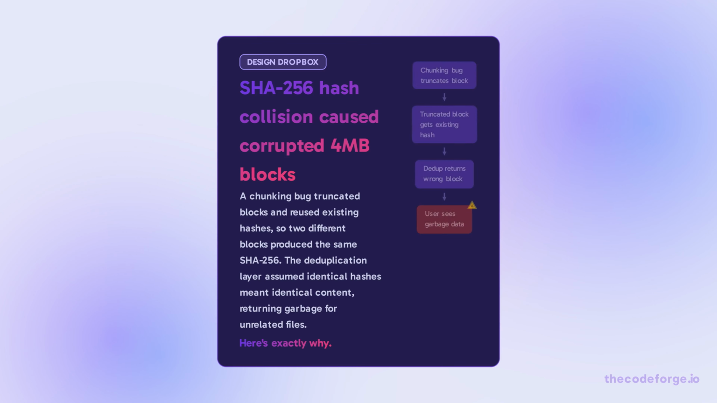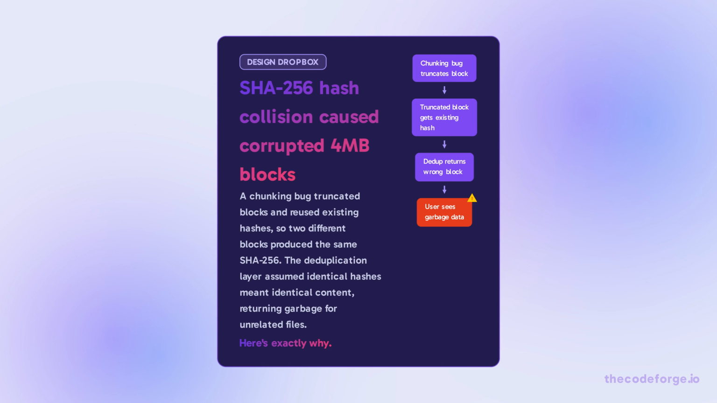A chunking bug truncated blocks and reused existing hashes, so two different blocks produced the same SHA-256. The deduplication layer assumed identical hashes meant identical content, returning garbage for unrelated files. Here's exactly why. Let's start with the basics of content-addressable storage.